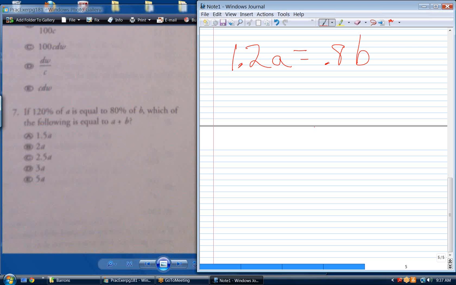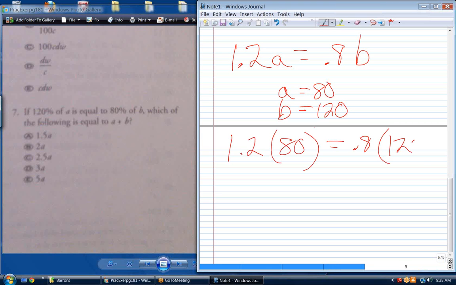What numbers would you pick for A and B to make 1.2 times A equal to 0.8 times B? Okay, yeah, that is trickier. Well, here's what the book does. They say let A equal 80 and let B equal 120. Then you would have 1.2 of 80 is clearly the same as 0.8 of 120.